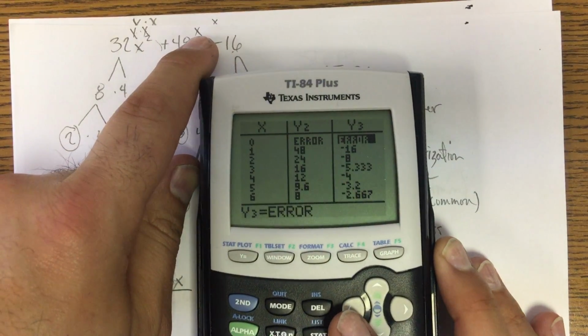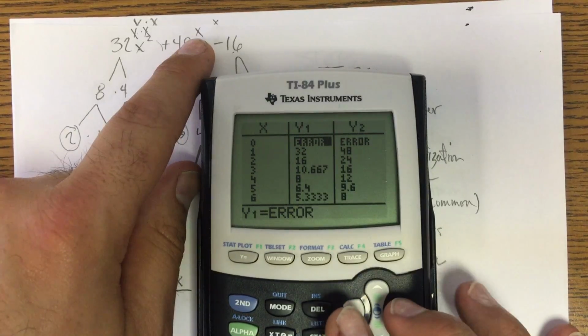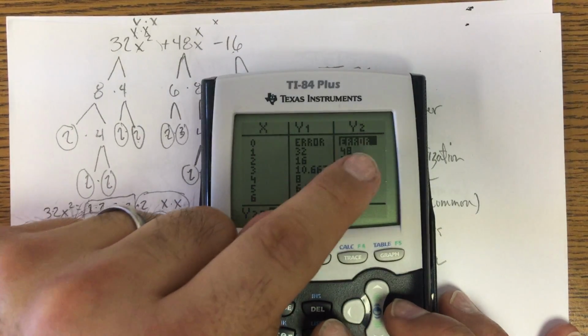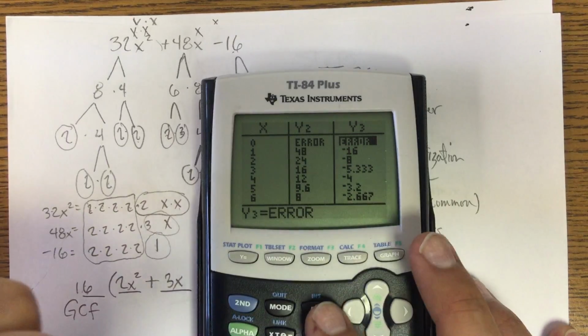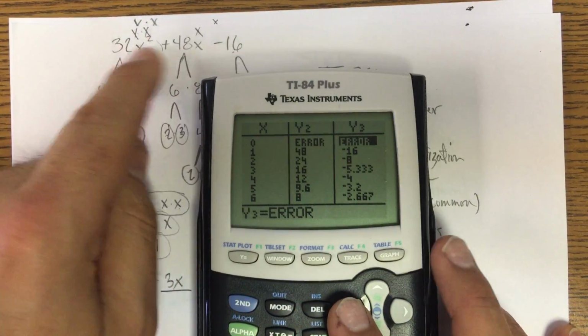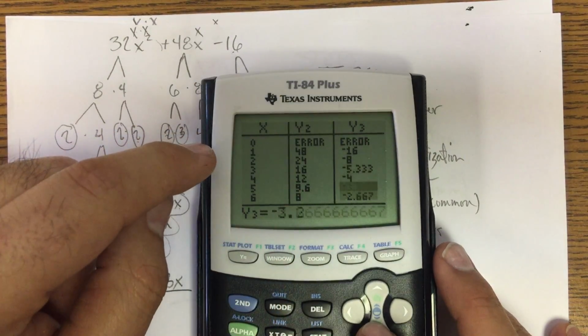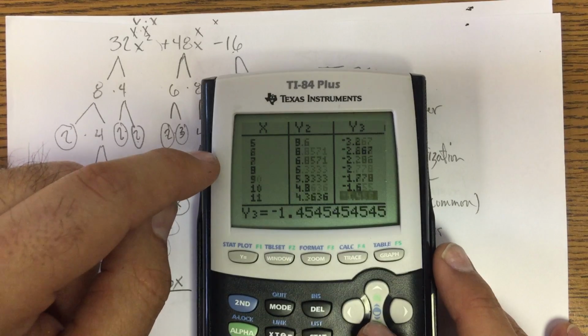So let me show you the scrolling that I'm doing. Scrolling left and right allows me to see y1, y2, and y3. And here's what we're looking for. We want to find the smallest coefficient, which is the 16, which is y3. We want to scroll all the way down until we get to 1.